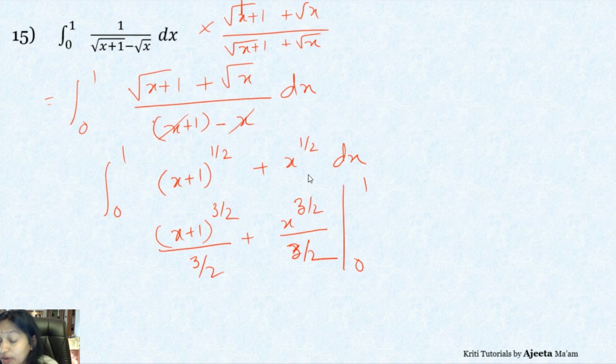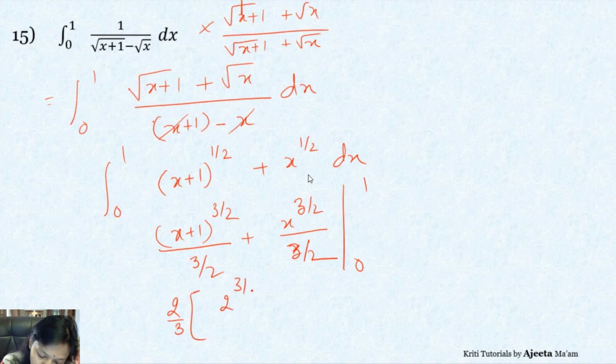Again for 0 you will not get any answer. Only for 1 you will get. So solve it seriously, nicely. So 2 by 3. So we get 2 raised to 3 by 2. And here we get 1 raised to 3 by 2. And 1 raised to 3 by 2 is always going to be 1. Okay. For 0 you are not going to get. But here again, minus. If you put 0 here, in the first term, what will you get? Again 1. Correct? So what will be your final answer?